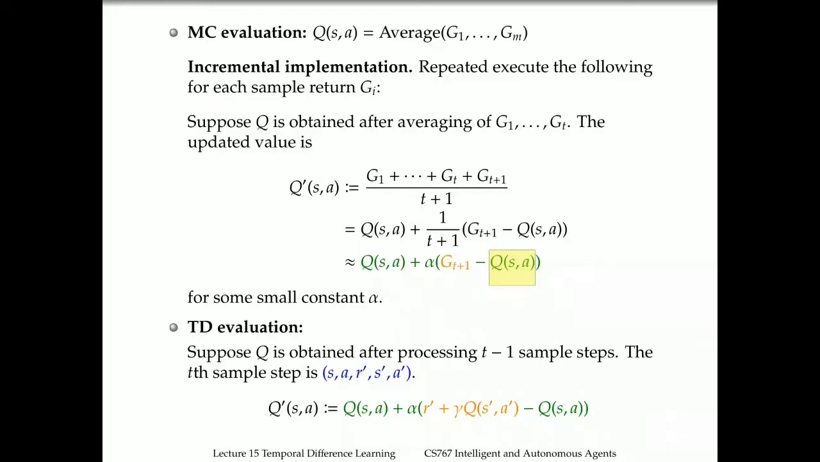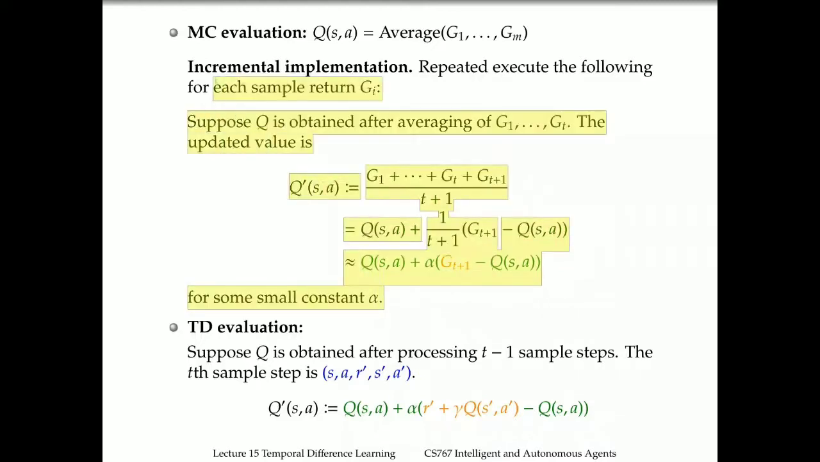And of course, when you think about it, as t grows and grows, this part will get smaller and smaller. So in order for the update not to diminish, eventually we can set alpha to be a small but fixed constant. So this is the learning rule that we can apply if we were using Monte Carlo evaluation. So this is still Monte Carlo.